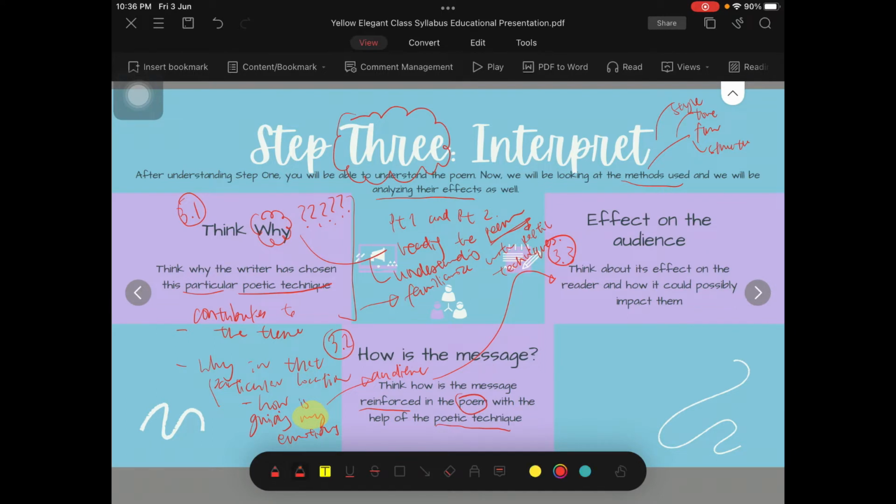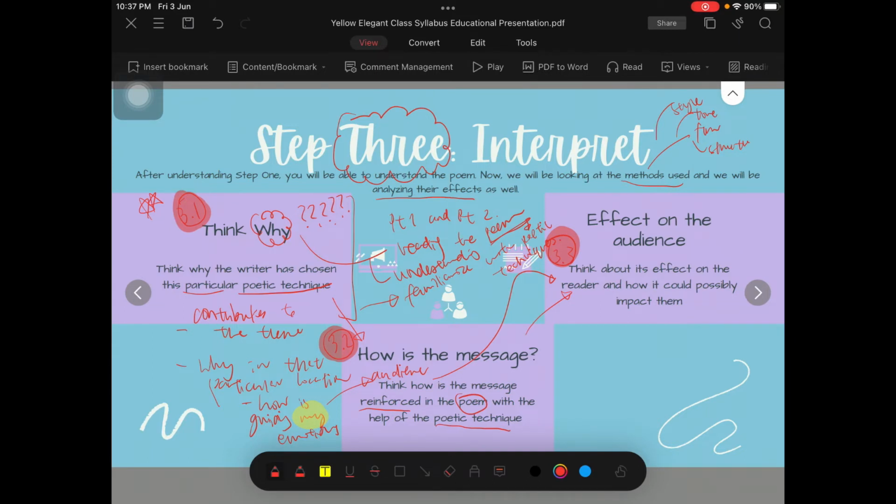All in all, all of these steps are correlated. 3.1, 3.2, and 3.3 are very well linked to one another. When you understand one step, you're making one step forward to understand the second step. For example, we all start off with the first step, which is thinking why. When you understand the poetic technique, when you understand why the writer has written that in that particular location, you're also answering the question of how it contributes to the theme and how it contributes to the audience.